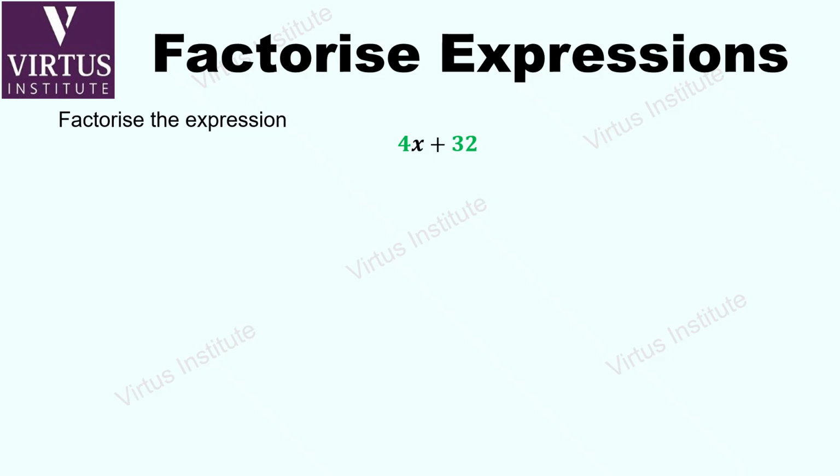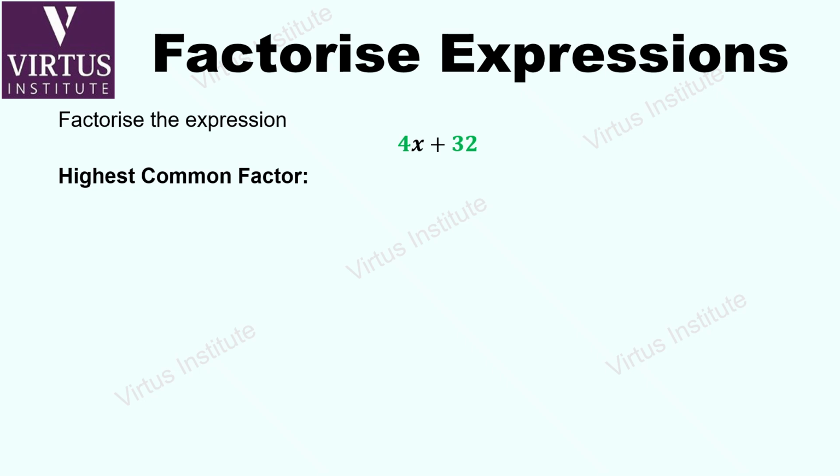To factorize the expression 4x plus 32, this expression has two terms: 4x, a number and an x term, and 32, another number. Now, find the highest common factor for each term. The highest common factor is the largest number that divides all the numbers without leaving a remainder.